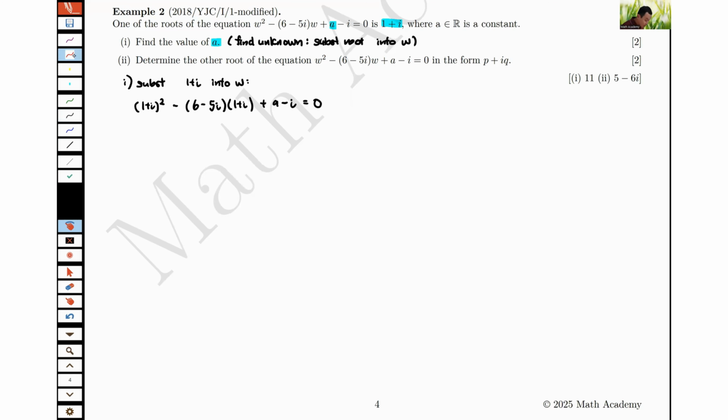I remind you again in this chapter, try to keep using the GC if you can. Don't forget that we can calculate everything on the graphing calculator unless the question restricts the use. So this whole chunk is graphing calculator. If we calculate, we will get negative 11 plus I. And then we still have the A minus I. So minus 11 is minus A. A will be 11.